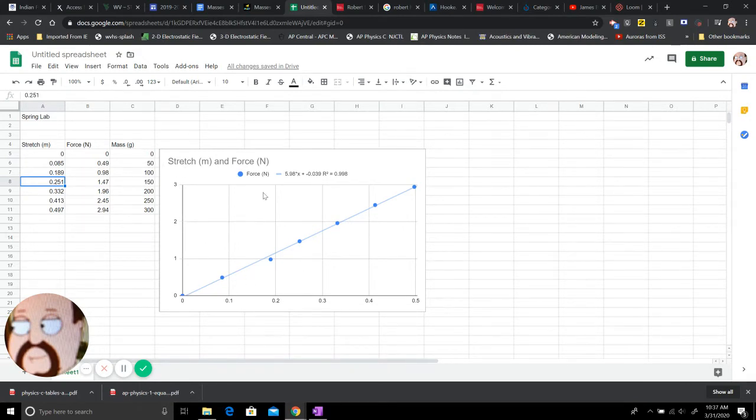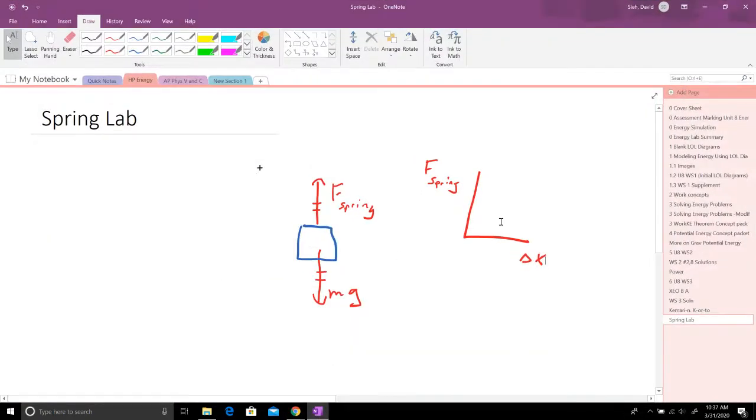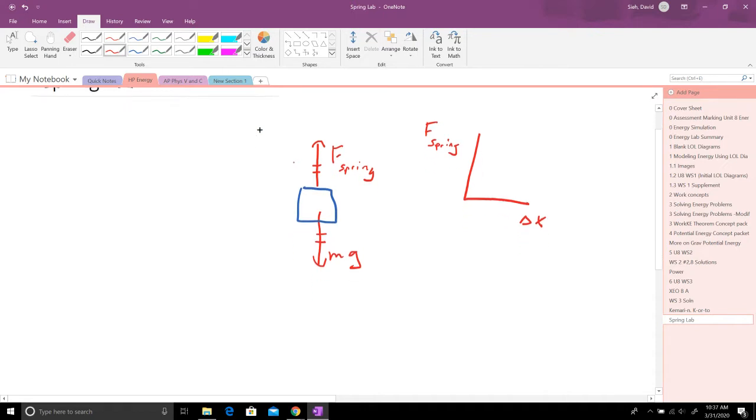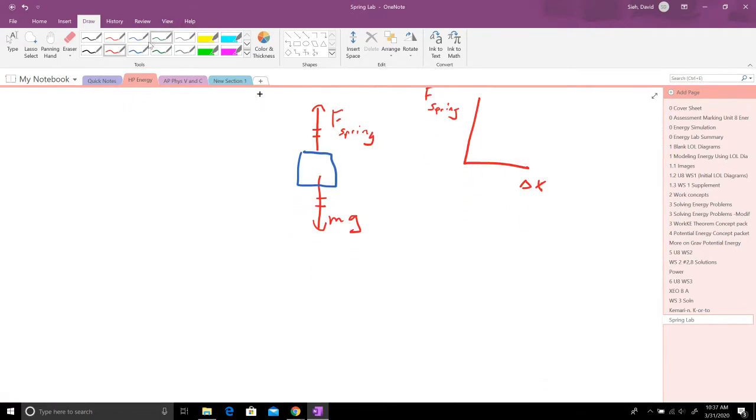Hey, there it is. There's my equation here. Now, this equation is not our nice formal mathematical model. 0.039, 5.98. So when I take a look at that graph, what are we doing here? We're getting a y equals mx plus b from this. I got this straight line graph that looks something like that.